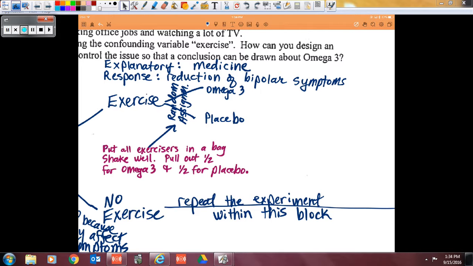Okay, so after the patients take their medicine, then what do we do? Now we've got to measure what that medicine did for them. So we are going to measure, and what are we measuring in this problem? Good, reduction of bipolar symptoms. And I'm just going to put ditto for that one there so I don't have to write it again. I like that. Ditto marks.